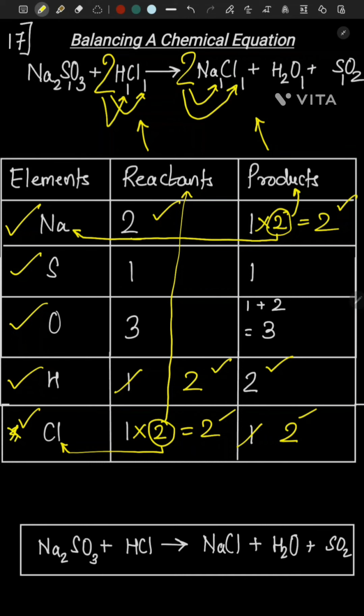So what will be my final coefficient in my reaction? Answer, it will be Na2SO3 with 2HCl gives 2NaCl plus H2O plus SO2. If you go and tally, 2 atoms of sodium, 2 atoms of sodium, 1 atom of sulfur, 1 atom of sulfur, 3 atoms of oxygen, 1 plus 2 atoms, that is 3 atoms of oxygen, 2 atoms of hydrogen, 2 atoms of hydrogen, 2 atoms of chlorine, 2 atoms of chlorine. Hence, everything is balanced now.